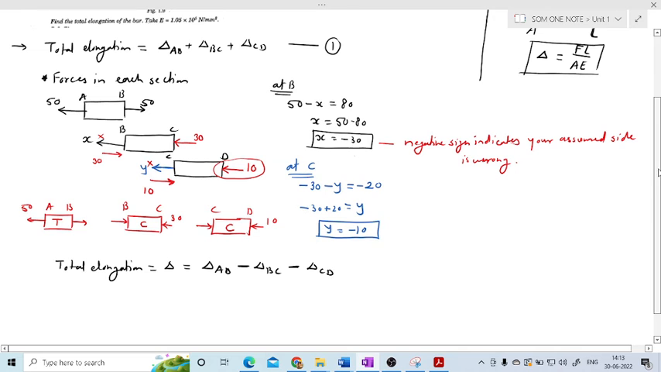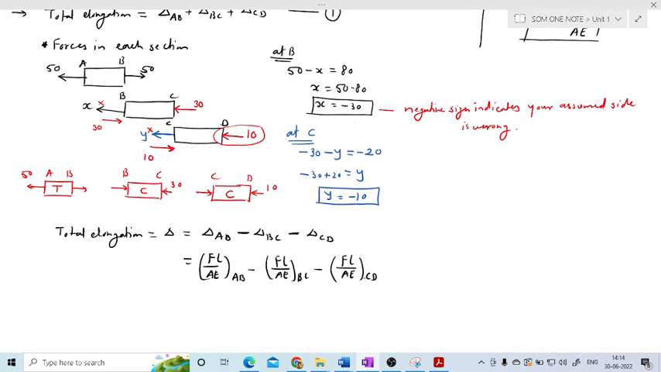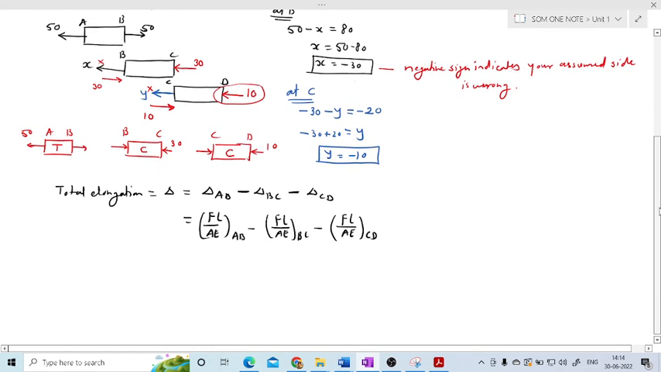Now we have the forces in each section, so directly we can put the formula. So I'll write the formula. FL by AE for AB section, minus FL by AE for BC section, again FL by AE for CD section. So just put the value of force, length, area and modulus of elasticity, will give the total elongation. So I am going to put the value.